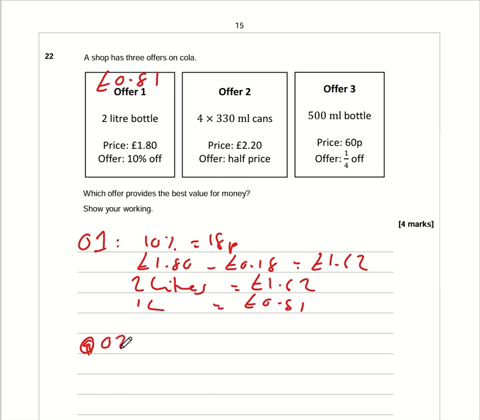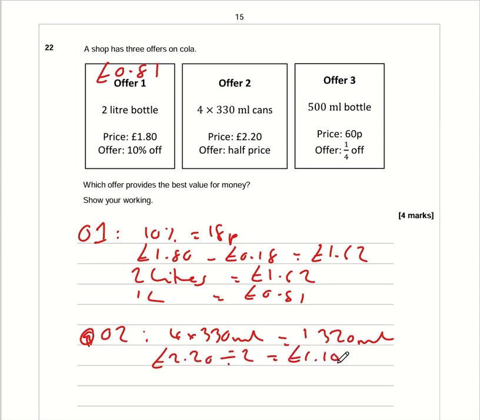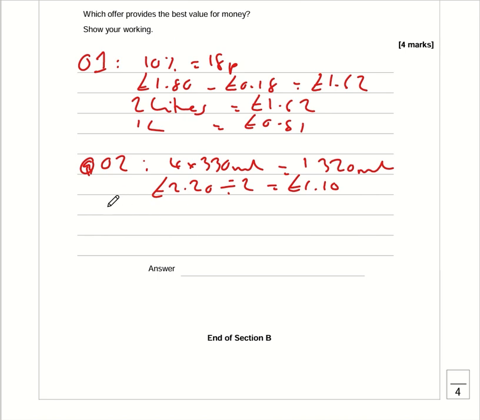Offer 2, this one's a bit harder to calculate. First of all, 4 times 330 millilitres is 1,320 millilitres, and I want to work out the price for 1,000 millilitres, and it's half price, so £2.20 divided by 2 is £1.10. Okay, I'm going to run out of space for the workings here. So 1,320 millilitres is £1.10. I'm going to work out 1,000 millilitres, which is a litre.